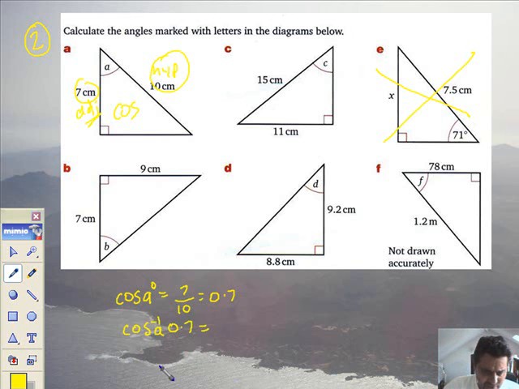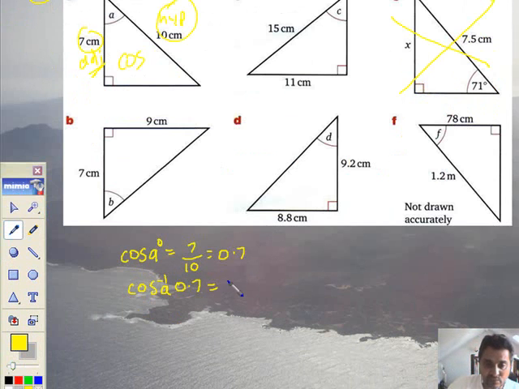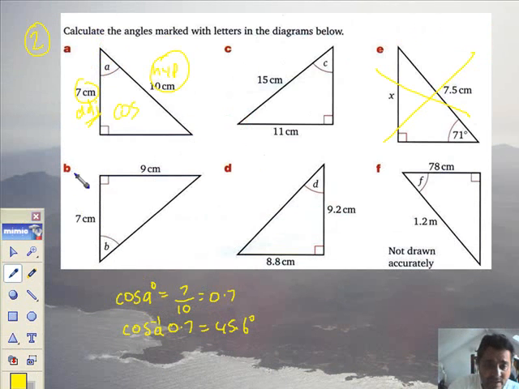Should be an A there, shouldn't it? So shift cos minus 1, angle A is 0.7, so angle A is going to be, let's take a look here. Shift cos 0.7 equals, it's giving me an angle of 45.6 degrees. That's all there is to it. 45.6 degrees. Finished. In fact, I don't like all this really. Let's just do the next one. I'll show you how to do it.